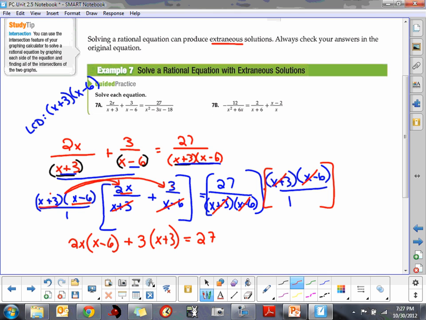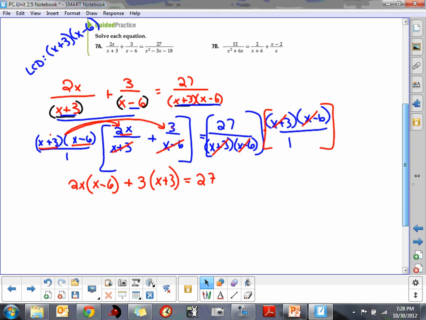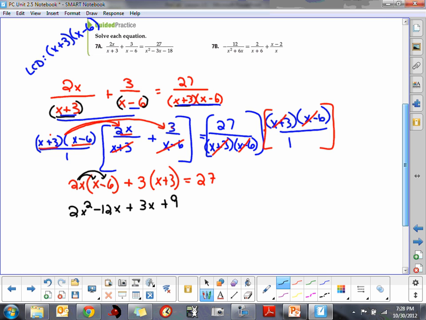So the whole purpose and intent of multiplying through by the least common denominator is to clear your fractions. We now have an equation that is void of fractions, and now we'll just distribute the rest of our terms out. So we have 2x squared minus 12x plus 3x plus 9 equals 27. Because it's a quadratic equation, our strategy that we've learned is to get one side equal to 0. So I'm going to collect like terms. I'm going to put everything on the same side. You get one side equal to 0, so minus 9x, and if I collect these, it's going to be a negative 18 equals 0.